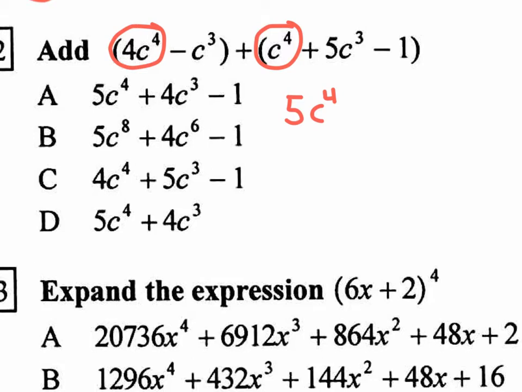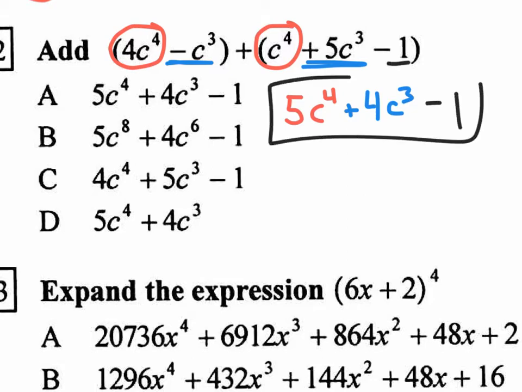And let's move on to the next highest exponent term. We have a negative c to the third and a positive 5c to the third. That's like saying 5 of those guys, take away one of those guys. That's going to be a positive 4 of those guys. You guys with me? And last but not least, we have the minus 1. I'm just going to bring that down. Minus 1. And there's my answer, which is answer A. Moving on to the next one.